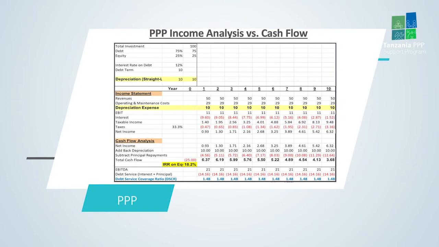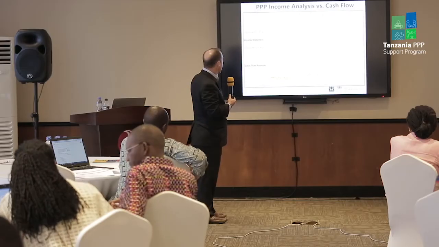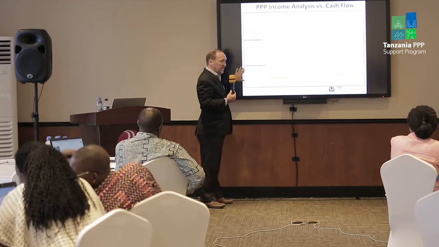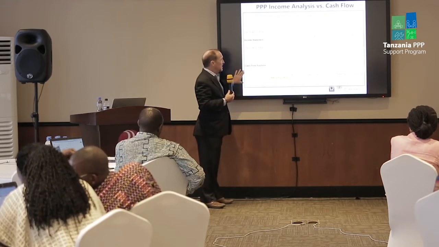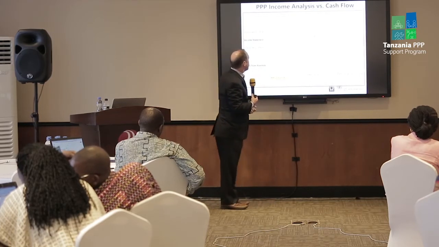We've got a term on the debt of 10 years. We've got an interest rate on the debt of 12%. We have a depreciation expense, which is 10 million each year, straight line. I've highlighted that. And here I've got the income statement, and here I've got the cash flow statement. The income statement, or profit and loss if you prefer.